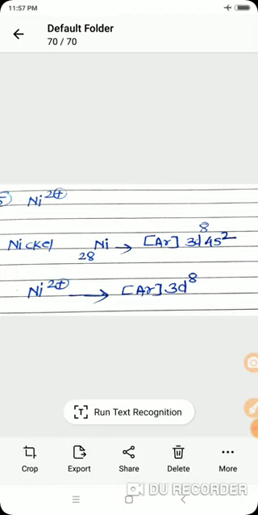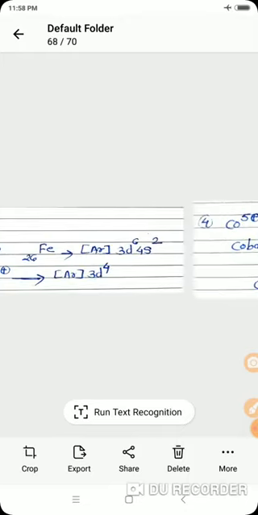As the 2 positive charges are given, we have to remove the 2 electrons from the 4s orbital, the last valence shell orbital. So finally the electronic configuration of Ni2+ ion is [Ar]3d8, because we remove the 2 electrons from the 4s orbital, and we get the final electronic configuration, that is [Ar]3d8 of the Ni2+ ion.